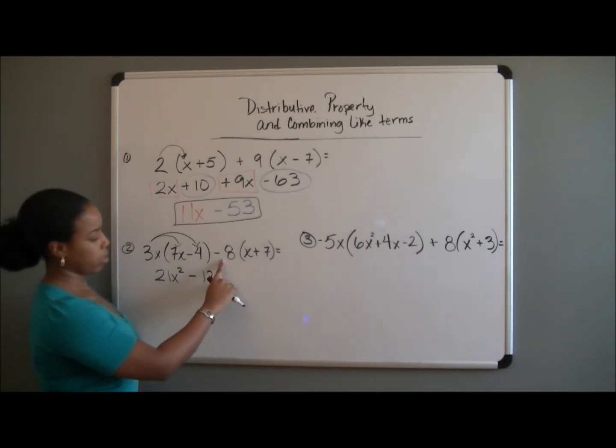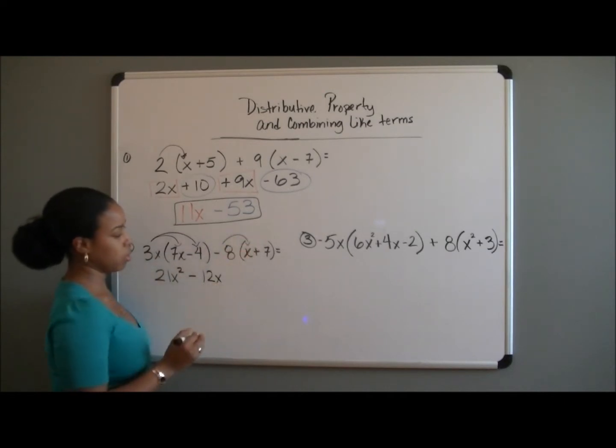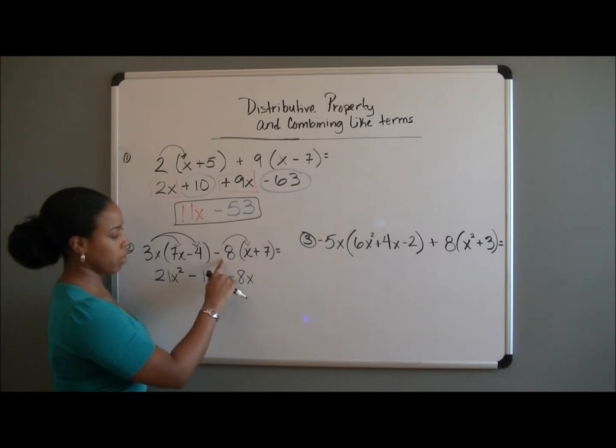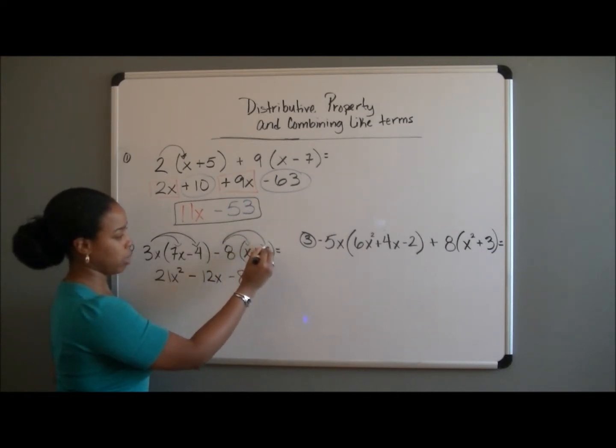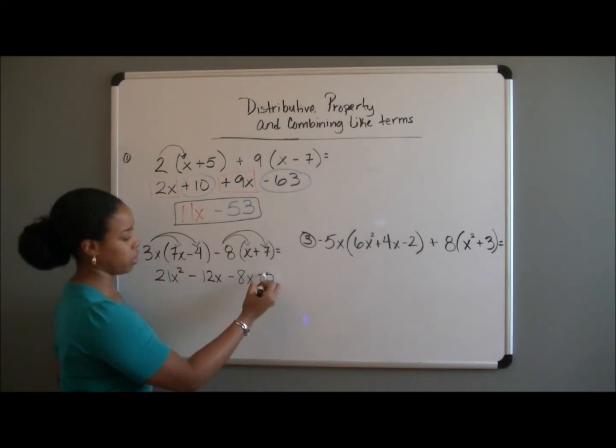Now let's move on to the negative 8. We have negative 8 times this x is negative 8x. And then negative 8 times the positive 7 gives us negative 56.